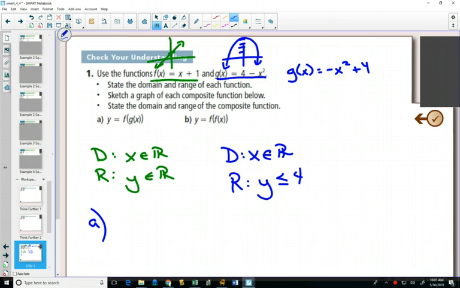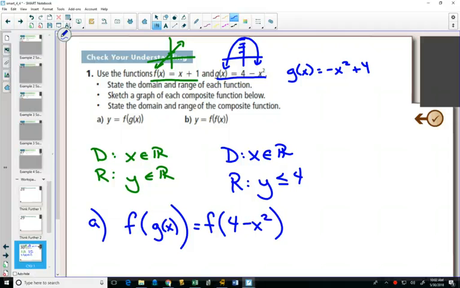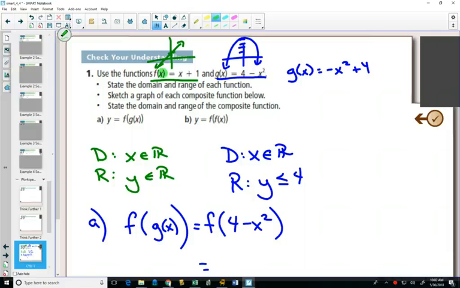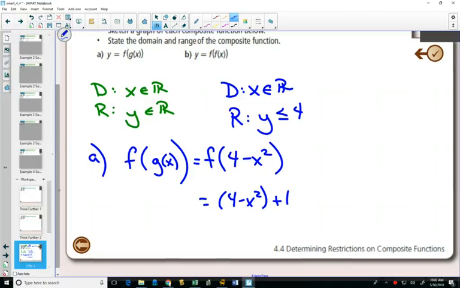So f of g of x, what is f of g of x equal to? Well, we always start with composite functions. We start with the inside. And the inside function, g of x, is equal to 4 minus x squared. So I replace g of x with 4 minus x squared. And now I have a 4 minus x squared being put into f of x. And the rule of f of x says whatever you put in, you just add 1 to it. So if you put in a 4 minus x squared, you will get a 4 minus x squared and add 1 to it. That's the rule for f of x. If I simplify this, I'm going to get a negative x squared plus 5.